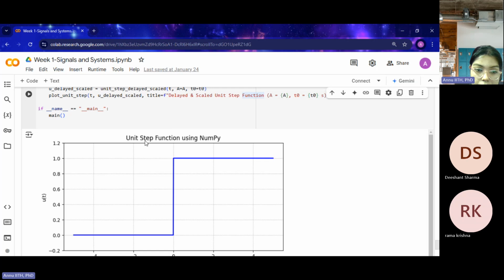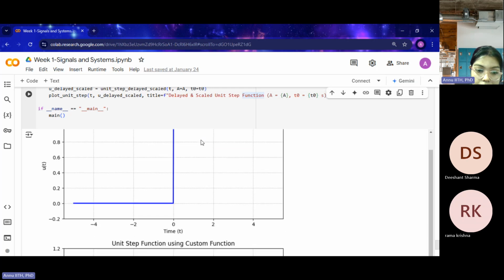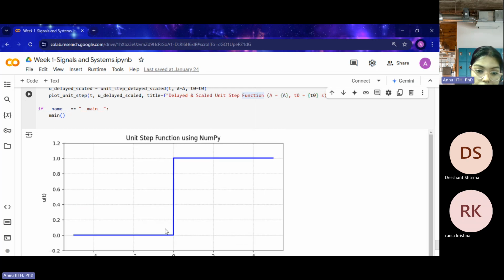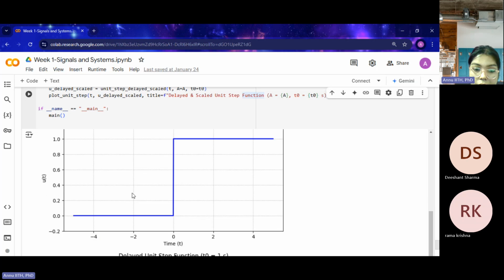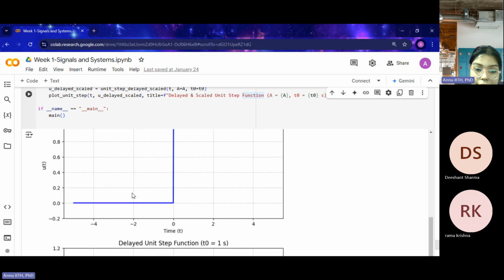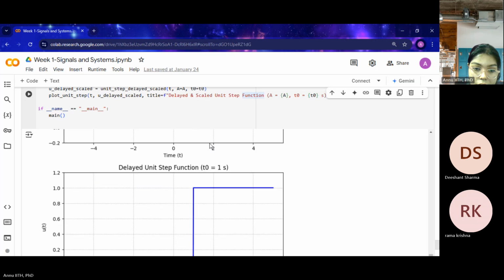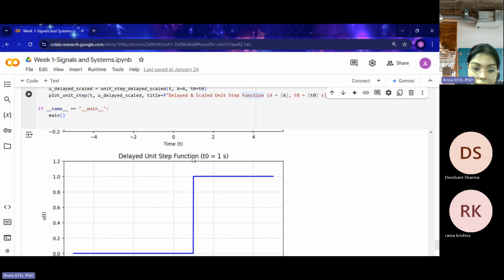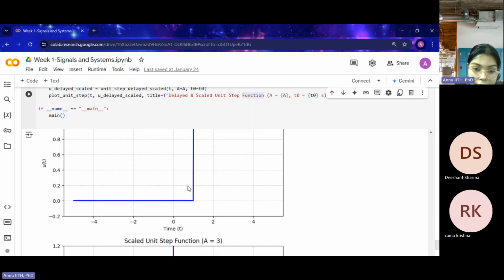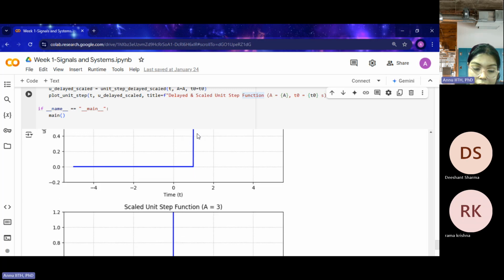Let us see. So this is a unit step function using NumPy, but this is a simple function, 0. And since this is a band limiter, otherwise in practice it is not band limiter. It is starting from minus infinity. And unit step function using custom function. This is delayed version. So at t equals to 1, I have kept it. Delayed means it will go up.